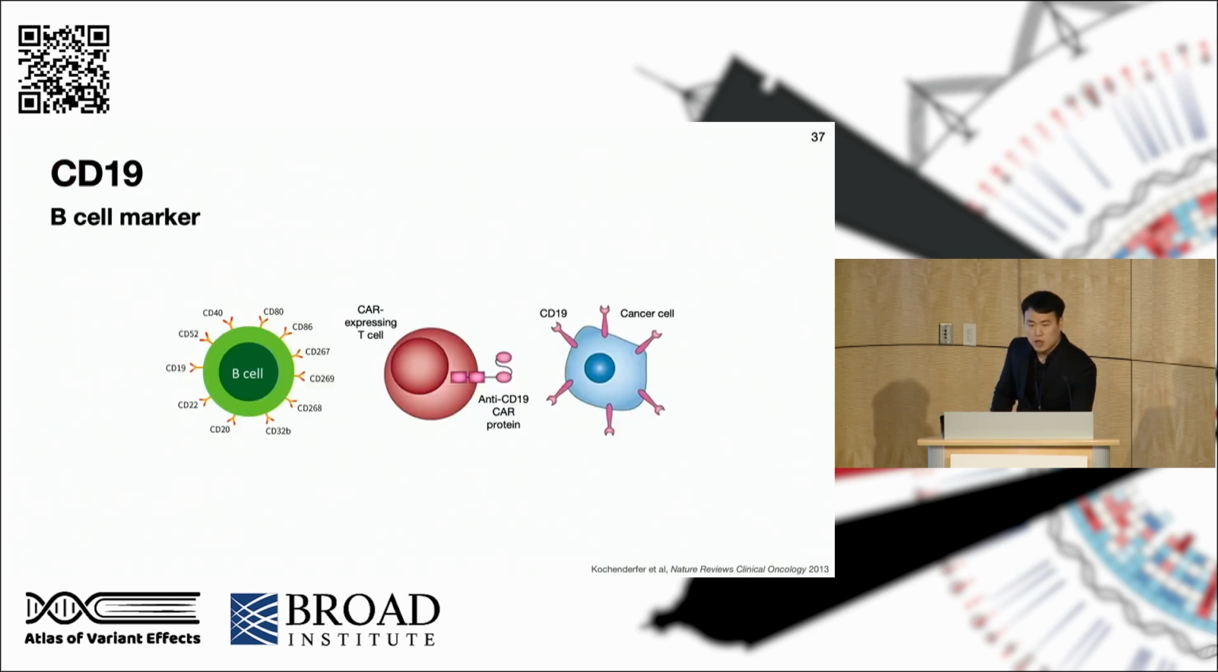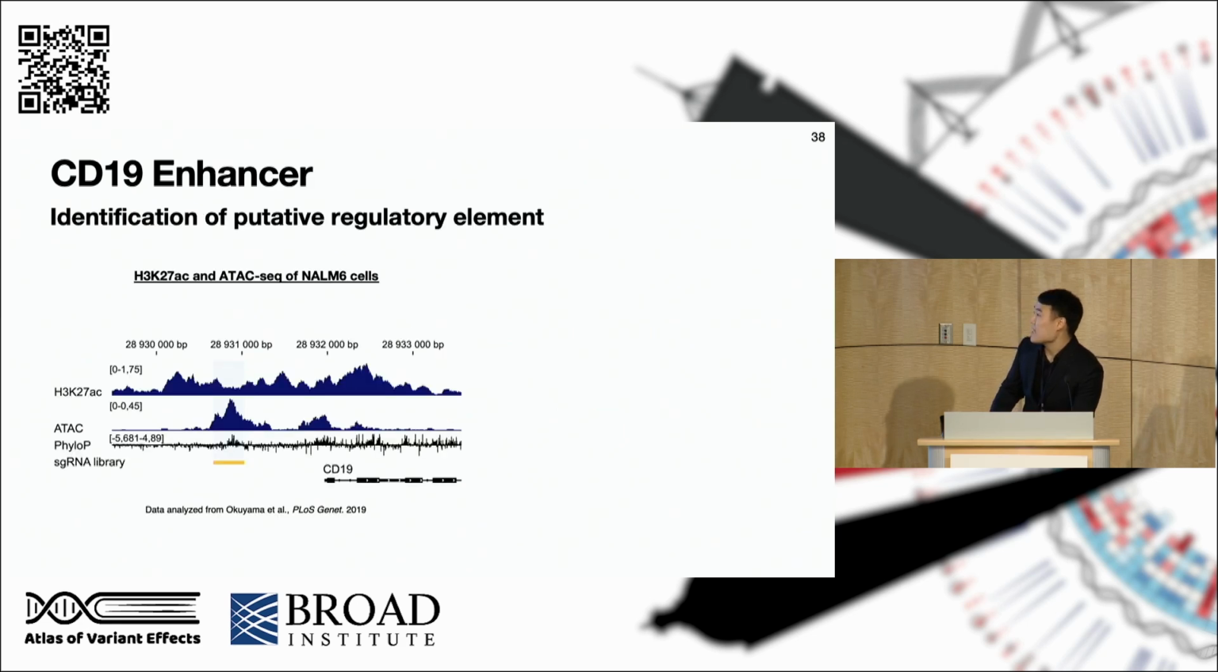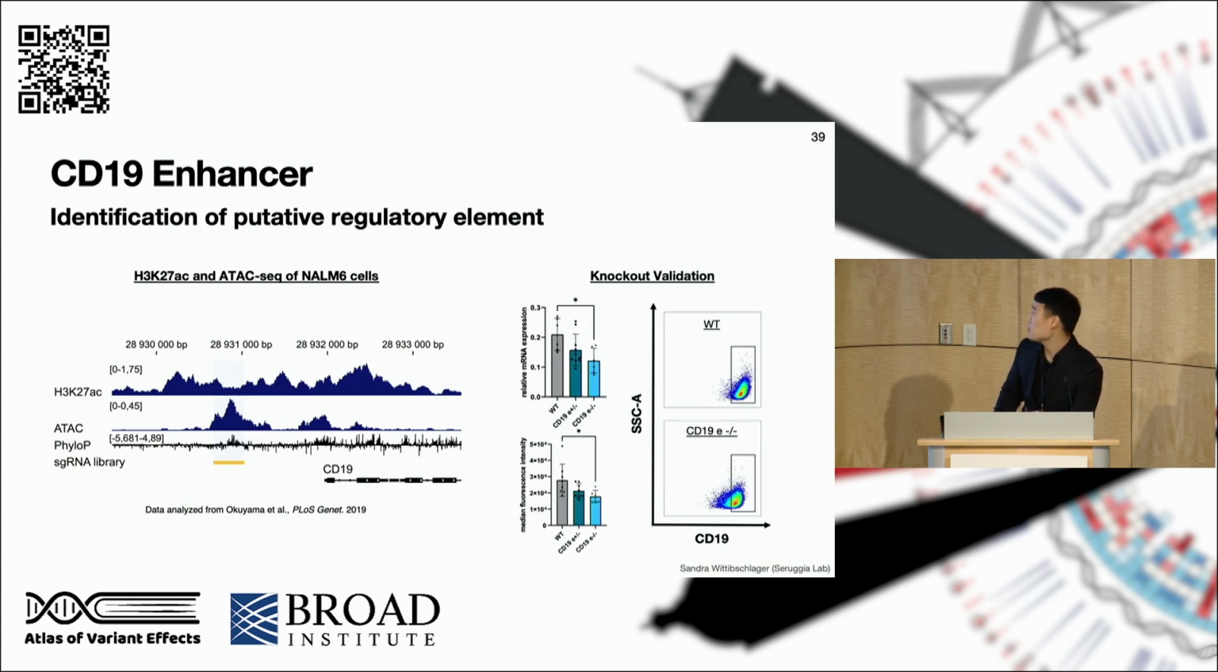Now that I've talked about our method, I'll begin to explain how we've used it to explore the CD19 enhancer. CD19, of course, is a B-cell marker, and clinically it's relevant in CAR T-cell therapies, where CAR T-cells target B-cell malignancies by targeting the CD19 receptor. By analyzing H3K27 acylation data and ATAC-seq data sourced from a study authored by Okayama, we were able to identify a putative regulatory element upstream of the CD19 gene. Through knockout validation, we observed decreases in mRNA expression as well as MFI, confirming our suspicions that this is likely a putative regulatory element.